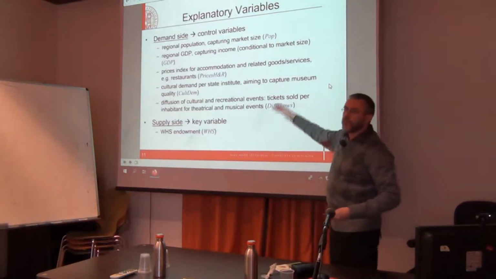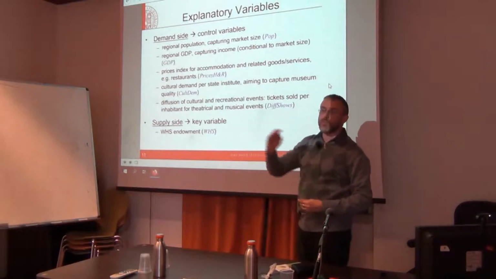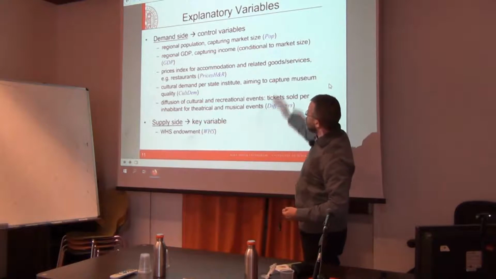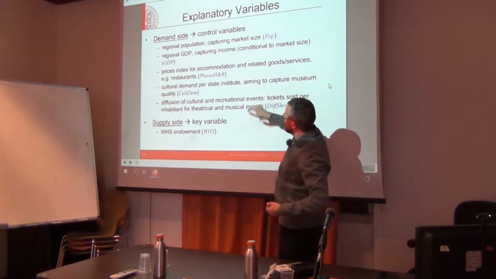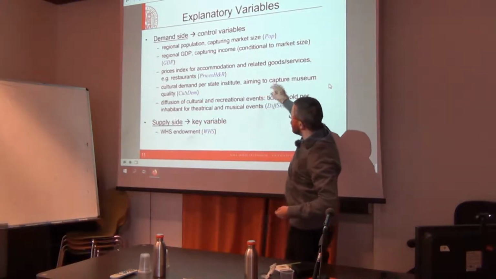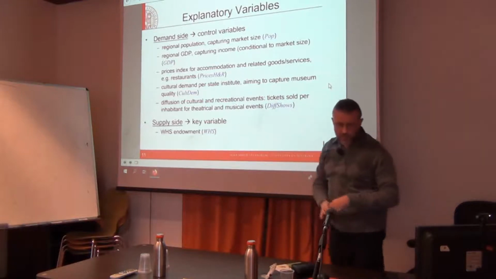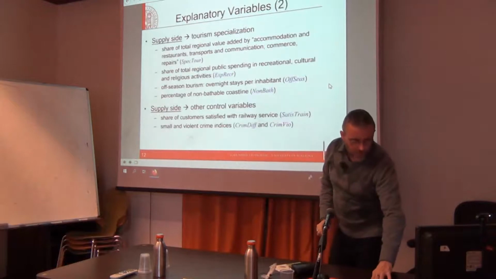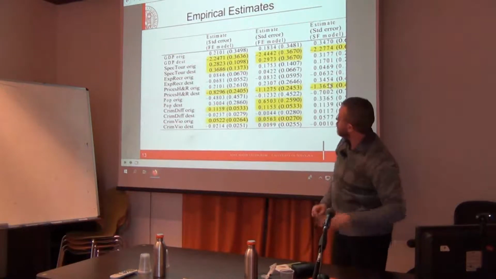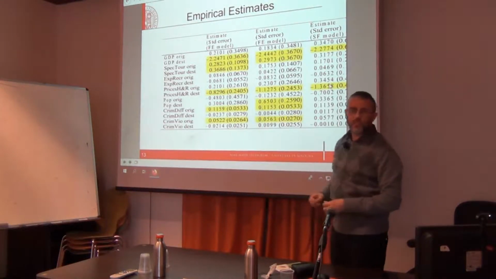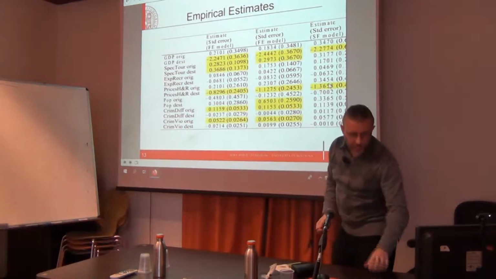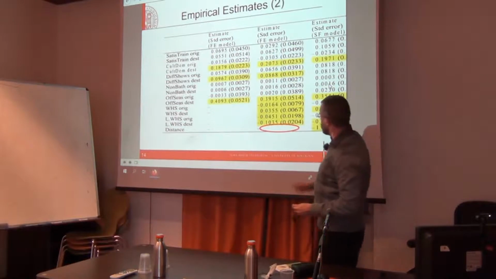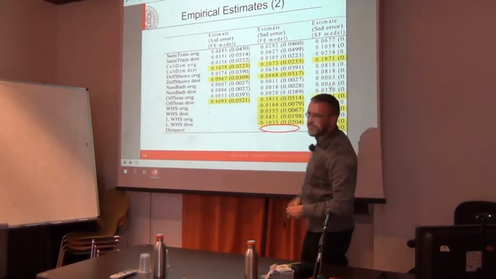And we had many explanatory variables in addition to the number of UNESCO sites, which were the interest variable. You can see, from regional GDP to price indices to cultural demand per state institute, diffusion of cultural events, WHS sites, and in the end we had also, you lost some of the columns. The PDF conversion was horrible. So we had 3 models where in the end this got lost too.